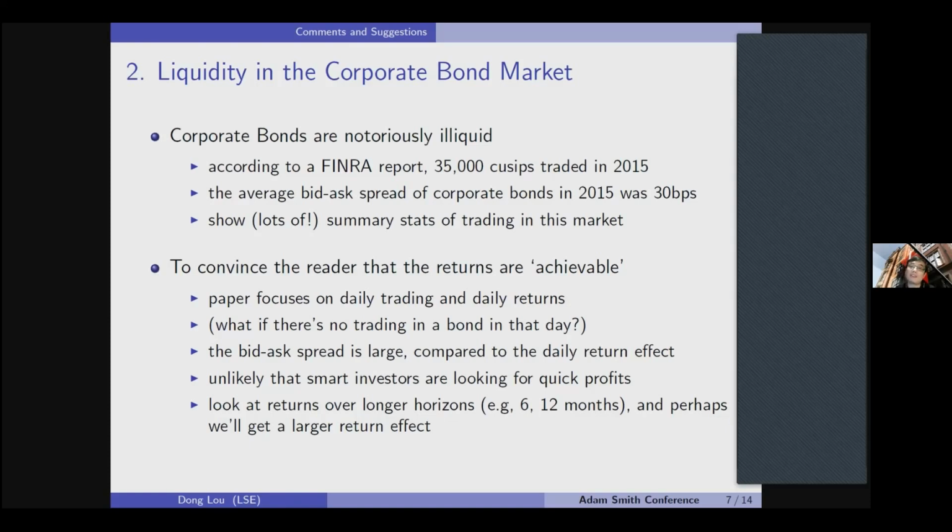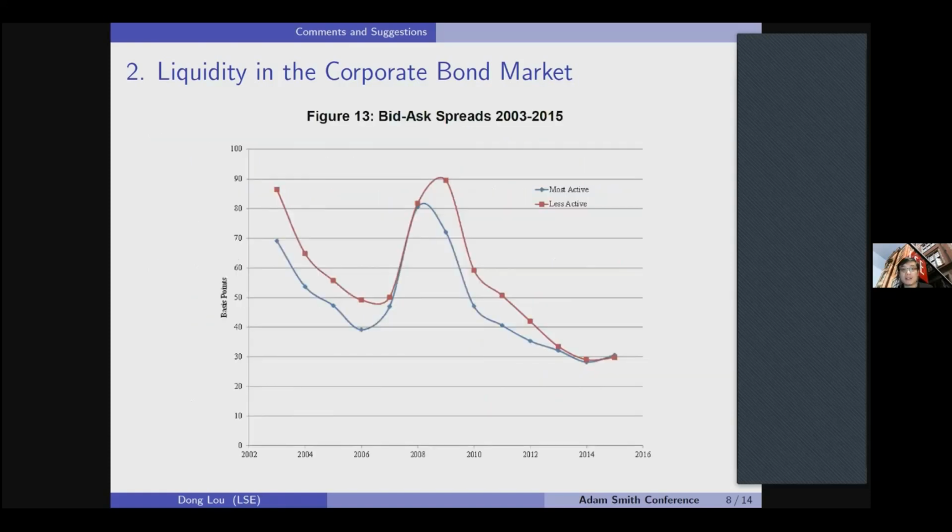According to a FINRA report in 2016, there were 35,000 CUSIPs, or corporate bonds, traded in 2015. The average bid-ask spread of corporate bonds in 2015 was 30 bips. Here's a figure I just copy-pasted from the FINRA report. The x-axis is the timeline from 2002 to 2015, and the y-axis is the bid-ask spreads in basis points.